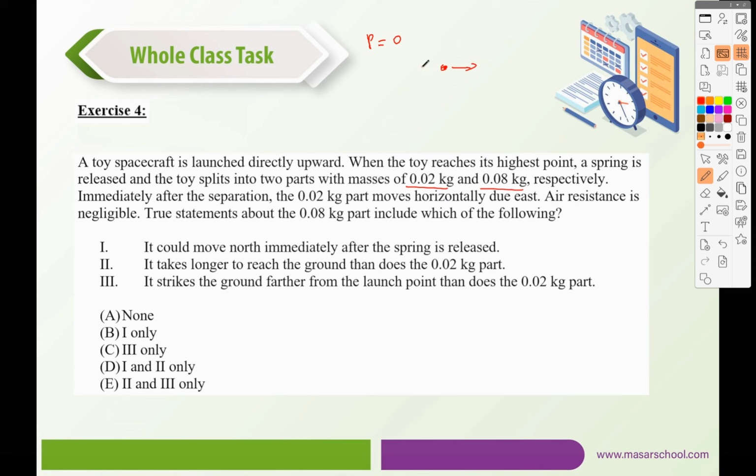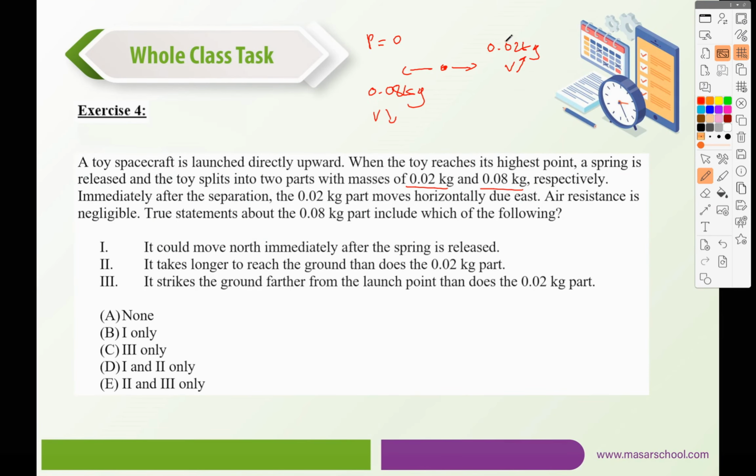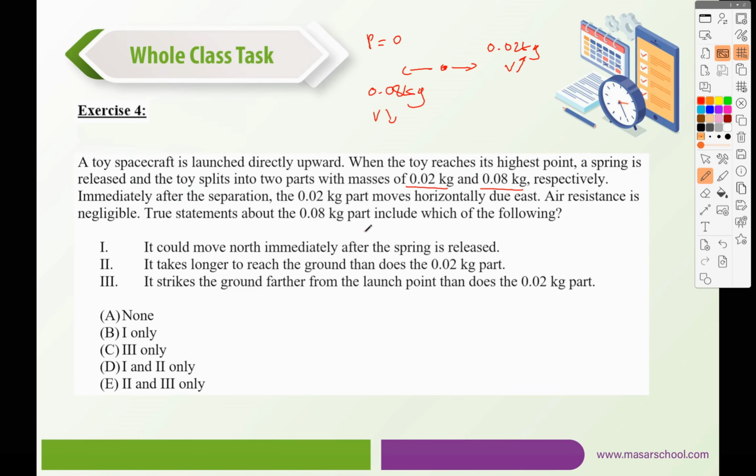Now it will split into two fragments respectively. Immediately after the separation, the 0.02 kg part moves horizontally due east, so that this is the east, north, south, east, west. This is 0.02 kg, and that would be moving to the right with a mass of 0.08 kg. And if you notice carefully, this is of greater mass, then it will move with a lesser speed, and this is of less mass, it will move with a greater speed, such that the product of this mass with this speed is equal to the product of this mass with this speed, and taking into consideration the cancellation effect.